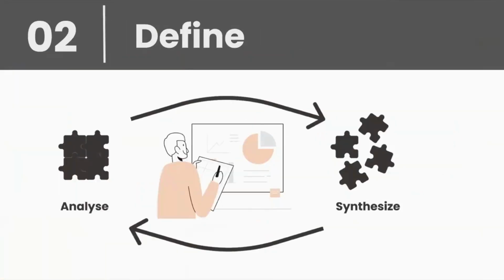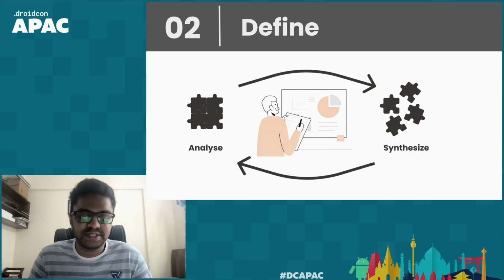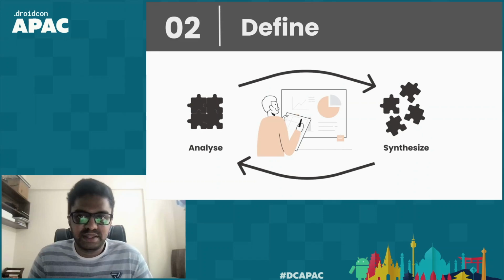So moving on to the next stage, which is define. Define is really made of two aspects, which are analyze and synthesize. You take a big chunk of the problem and you synthesize it, as in you break it down into smaller parts, and then you make sense of those smaller parts by analyzing them, by putting them back together into a picture. And then you repeat this until you are able to define a problem more concretely. So that's the define stage. It's where you analyze and synthesize a problem.